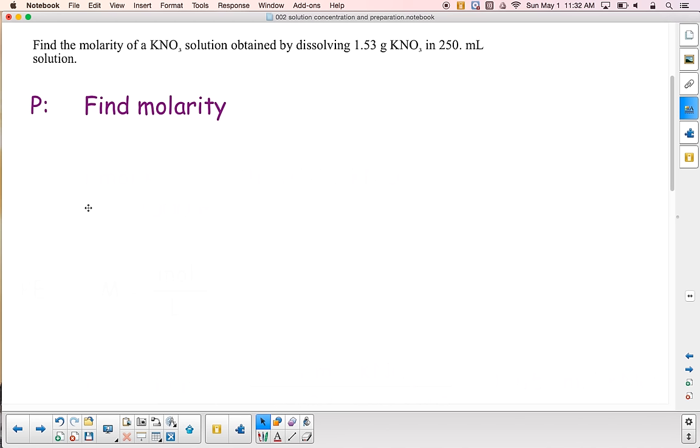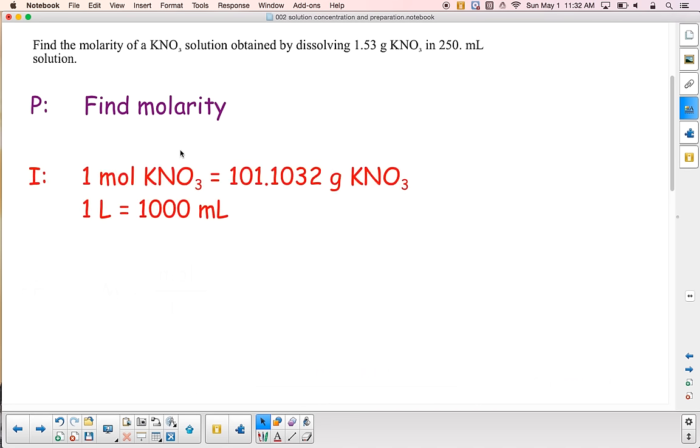So we need to find the molarity, but we know that molarity is moles per liter, and we are given grams and milliliters. That means we're going to have to start by making a few conversions. We need the molar mass of potassium nitrate, which we can get by adding up potassium, nitrogen, and 3 oxygens from our periodic table, and we need to remember that there are 1,000 milliliters in a liter.